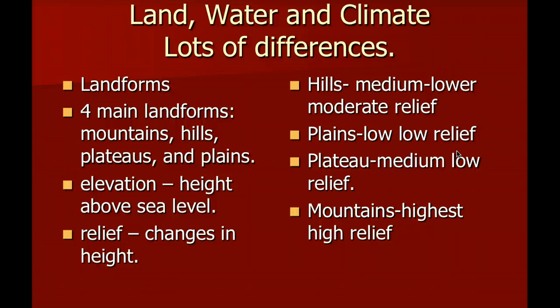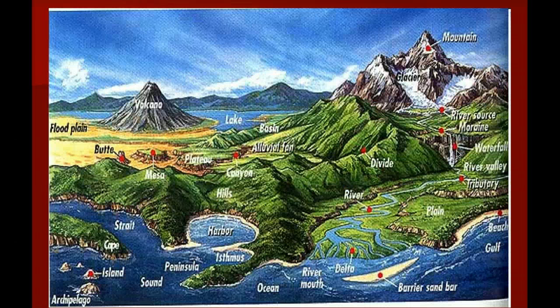Plateaus, medium height and low relief. They go down relatively slowly. And mountains have the highest elevation and high relief as well. This is just a map to give an idea of the different landforms that are around.